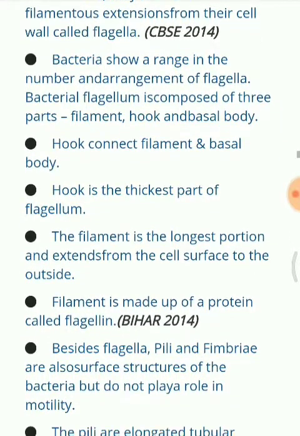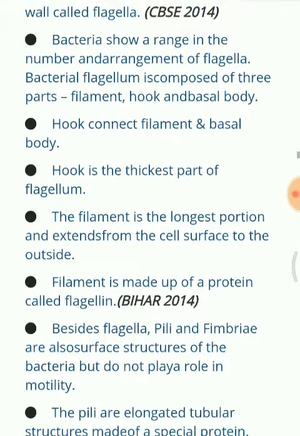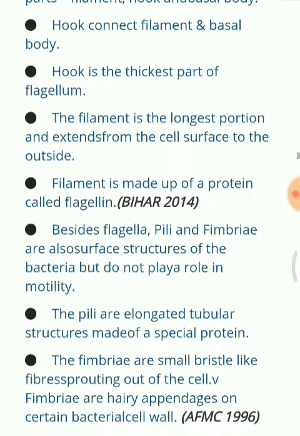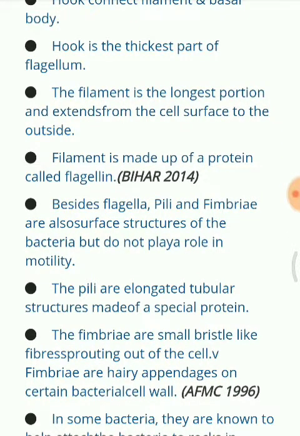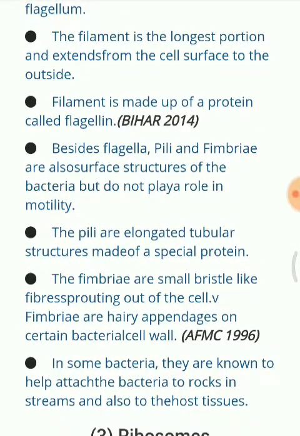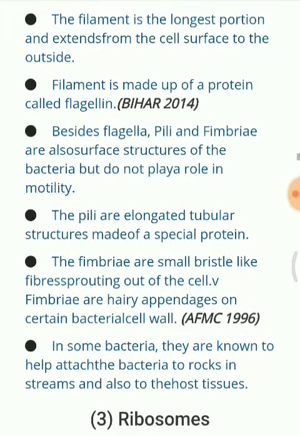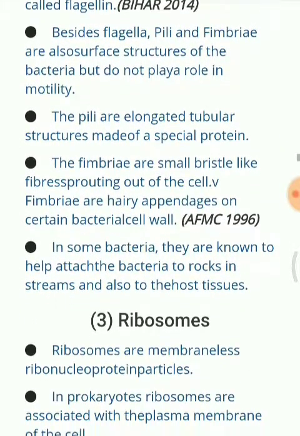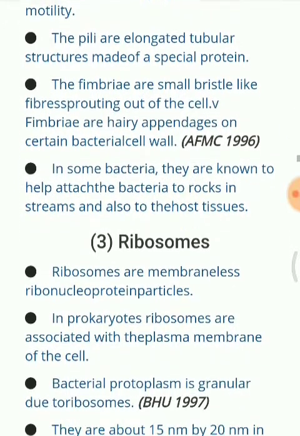The filament is the longest portion and extends from the cell surface to the outside. The filament is made up of a protein called flagellin. Besides flagella, pili and fimbriae, also surface structures of the bacteria, do not play a role in motility. The pili are long, elongated tubular structures made up of special proteins. The fimbriae are small bristle-like fibers sprouting out of the cell. Fimbriae are hairy appendages on certain bacterial walls. In some bacteria, they are known to help attach the bacteria to rocks in streams, and also to host tissue.